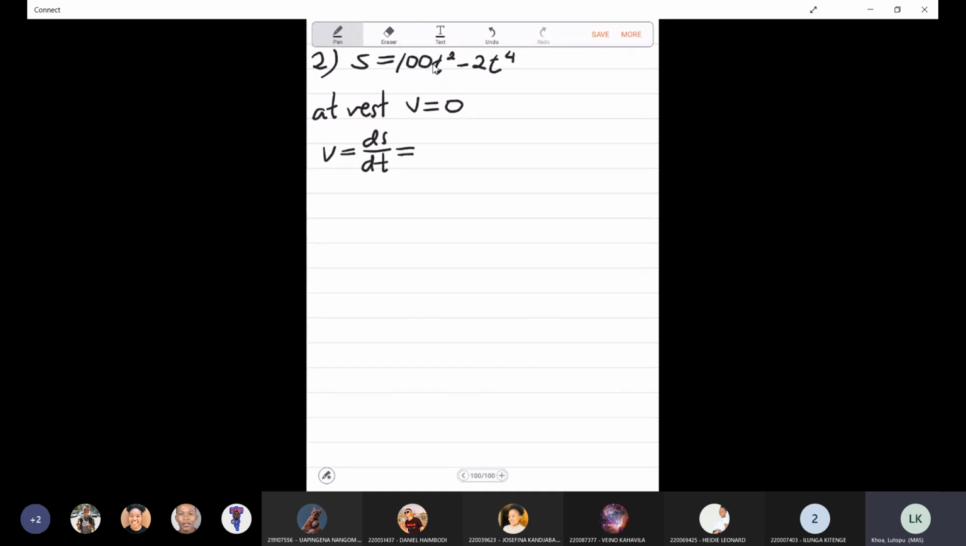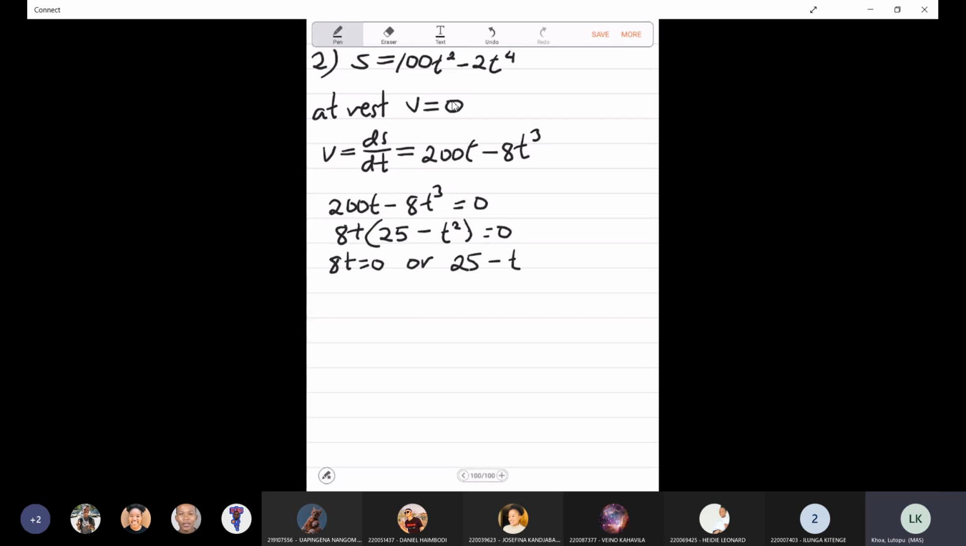Differentiate the displacement with respect to time. This is 200t minus 8t to the power of 3. Okay, then we say the velocity is 0, so we say 200t minus 8t to the power of 3 is equal to 0, and now we want to solve for t. So we factor out t. We can factor out 8, I believe. Yeah, 8t. So 8t times 25 minus t squared is equal to 0.